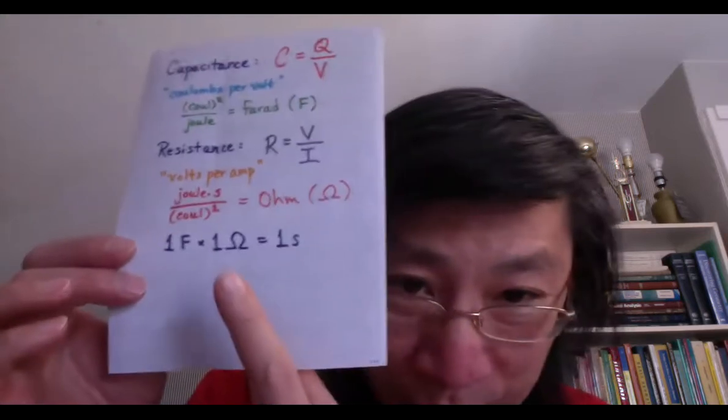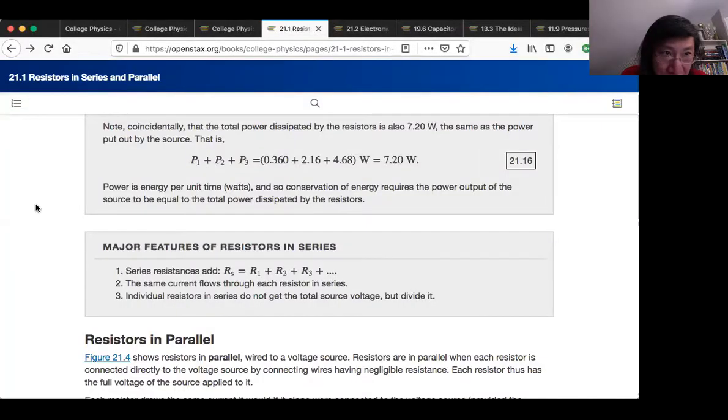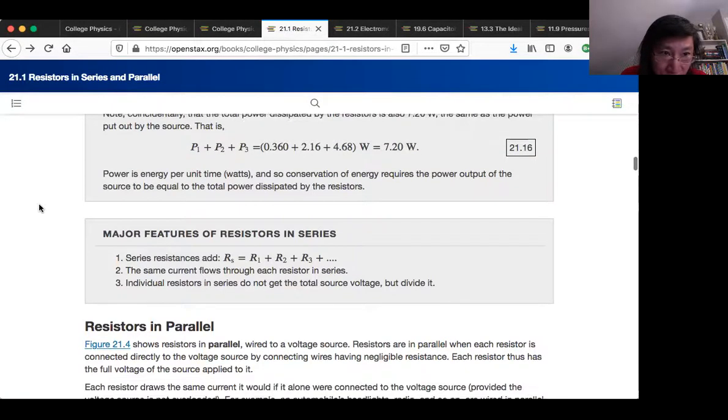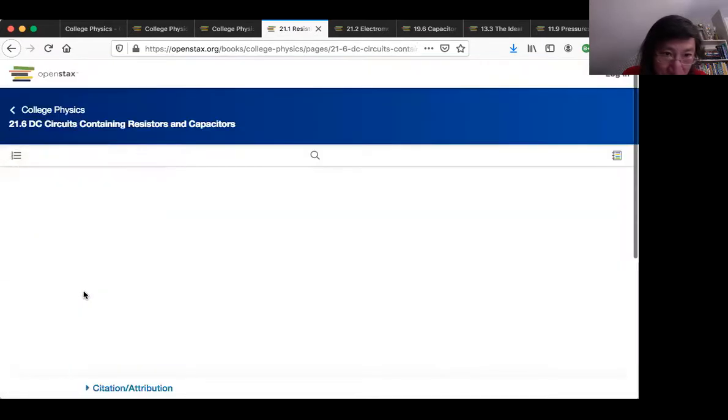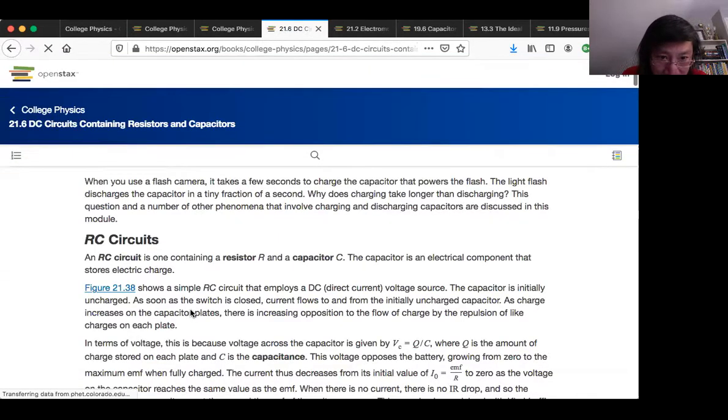This is super cool. And it comes back to this, remember, 1 farad times 1 ohm equals 1 second thing. Watch. For this, make sure, please, to read chapter 21.6. This is where the cool stuff happens, all right, everybody? DC circuits containing resistors and capacitors.